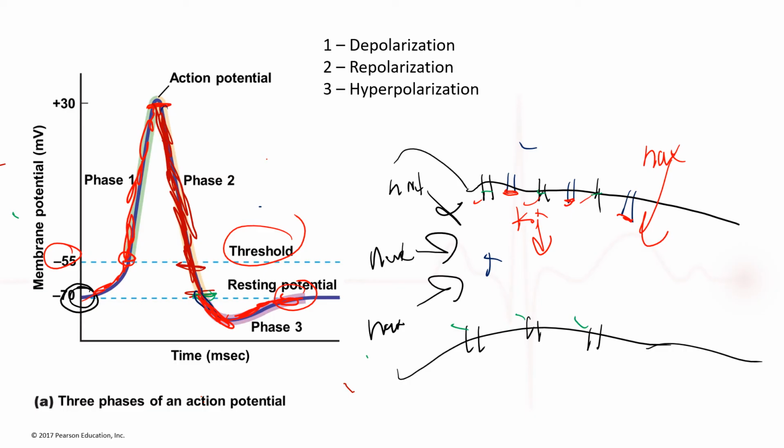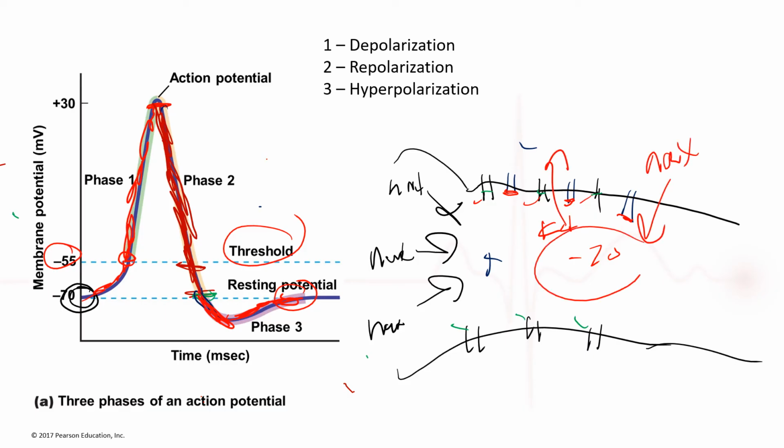And once we get back to negative 70 millivolts, the drive for sodium to come in will have decreased slightly, and the drive for potassium to come back will have decreased slightly. So finally, potassium will leave at the same rate that sodium comes in, and we have truly now returned back to where we started.